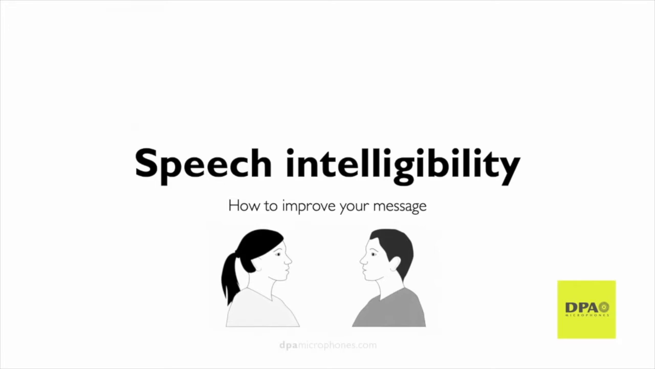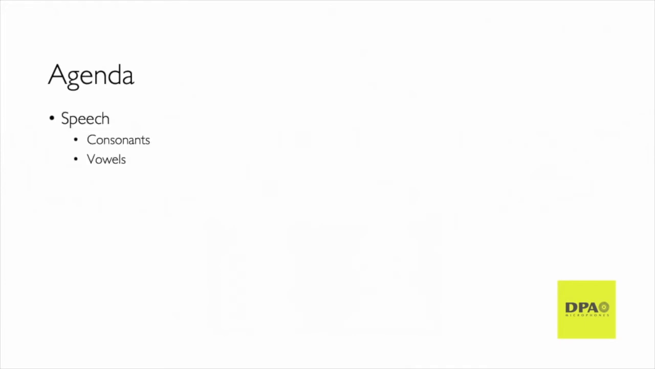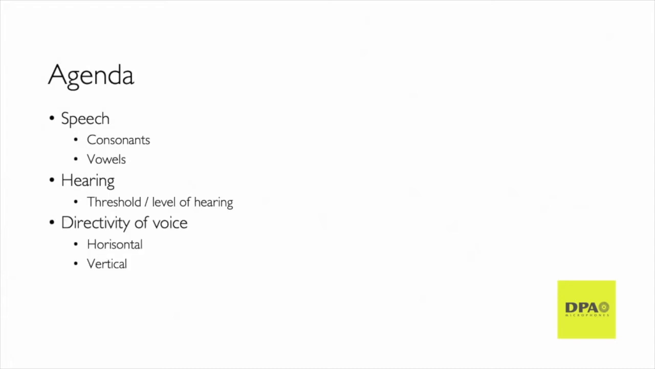Anyway, this session is about speech, where I will reveal what speech is. I'm sure you already know, but there is a difference between the consonants and the vowels, their importance in the speech spectrum, and the hearing spectrum. What is the hearing spectrum? What's the threshold of hearing when we're young and when we are older? And then, of course, the sound source, the directivity of the voice in the horizontal plane and in the vertical plane. And lastly, I will talk about microphone placement, tips and tricks, good placements and bad placements.